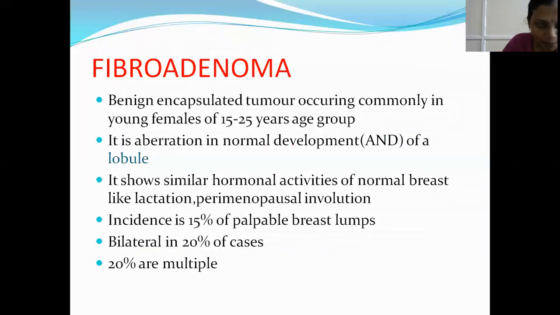Regarding fibroadenoma, all these topics will come under short notes, please note it. It is a benign encapsulated tumor occurring commonly in young females between 15 to 25 years of age. It's an aberration of ANDI of a lobule. It shows similar hormonal activities to normal breast, like in lactation and perimenopausal involution. Fibroadenoma incidence is 15% of palpable breast lumps; it is bilateral in 20% of cases, and 20% are multiple.